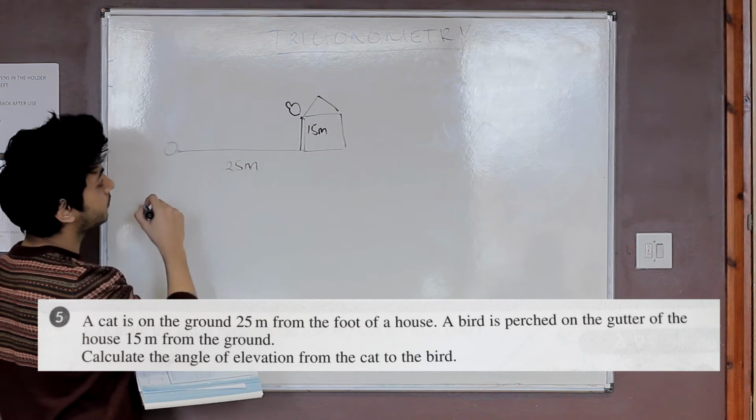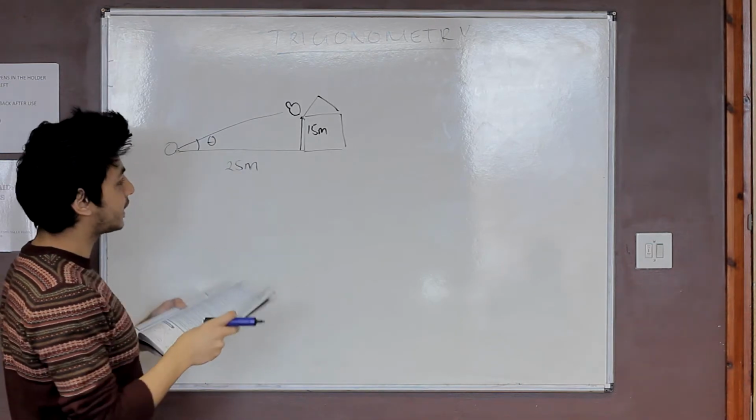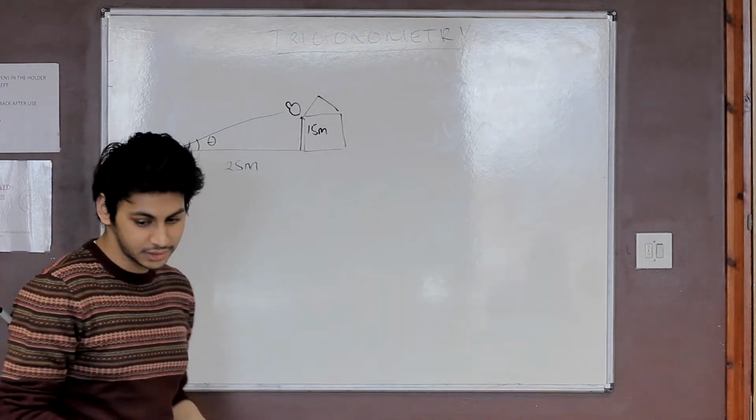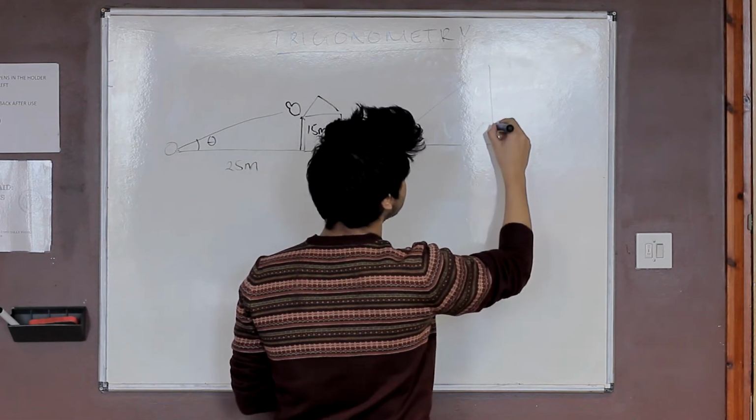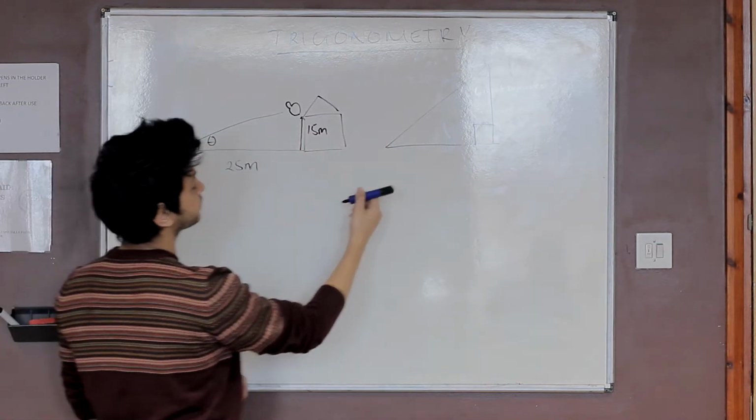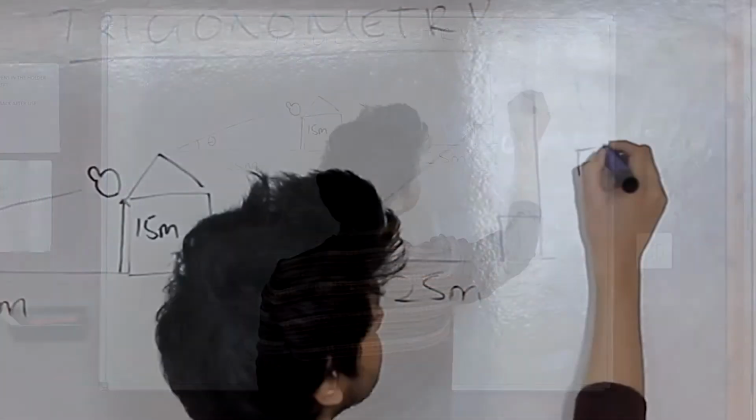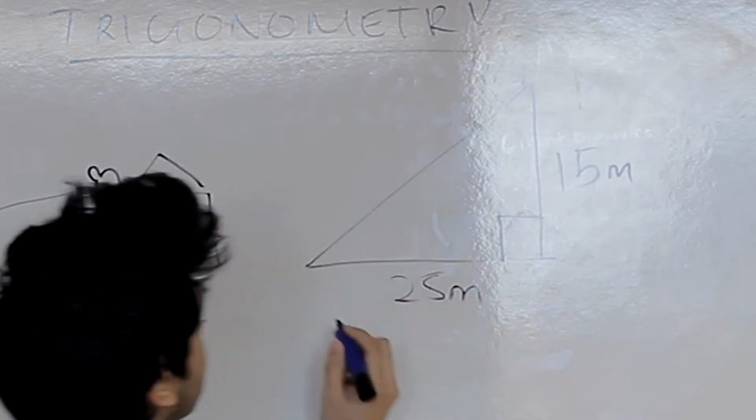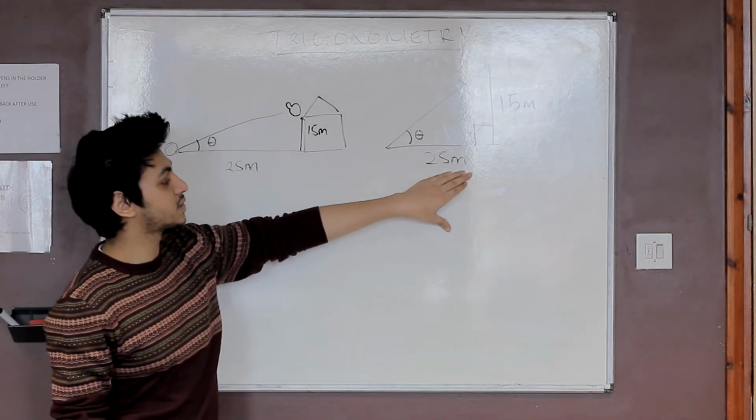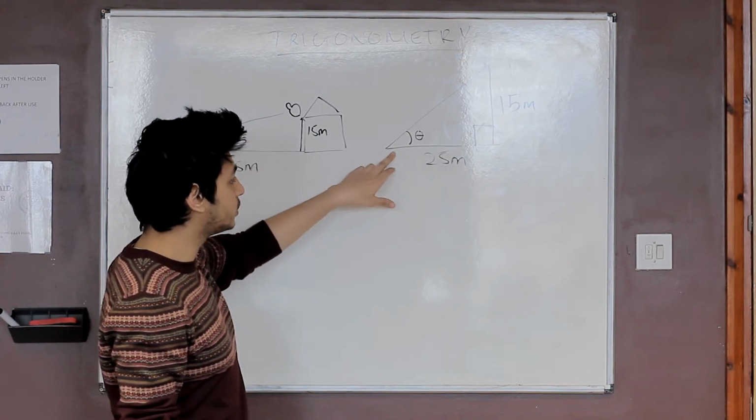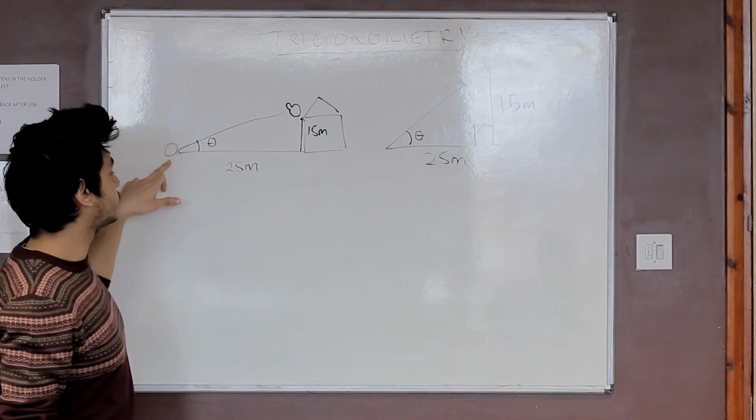Okay, so if our cat's here and our bird's there, we're trying to find out this angle here. I'm going to label it as theta. So if we look at our diagram, we can come up with a triangle that represents our diagram. So notice a 90 degrees angle. You know this distance is 25 meters and the height is 15 meters. We're trying to find out this angle. If you look at these two diagrams, this realistic diagram is exactly the same as this theoretical diagram. Okay? So now all we need to do is work out this angle of theta, and that will tell us the angle of elevation between the cat and the bird.